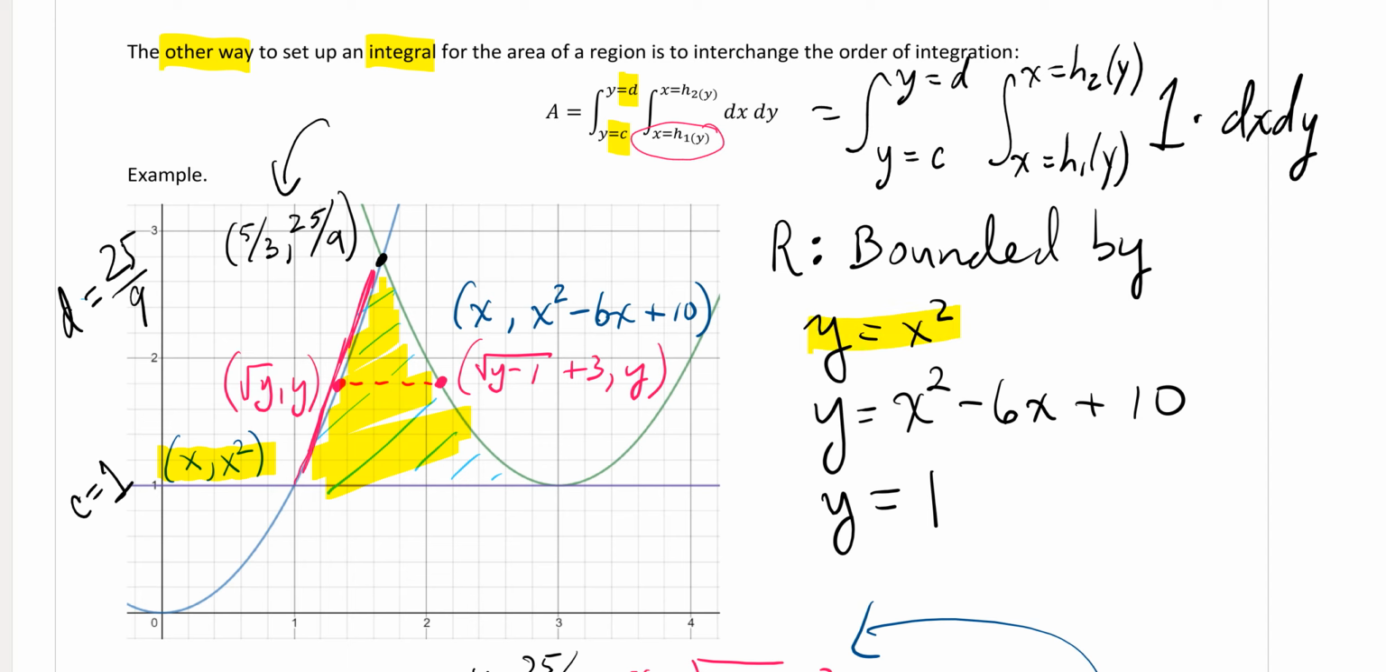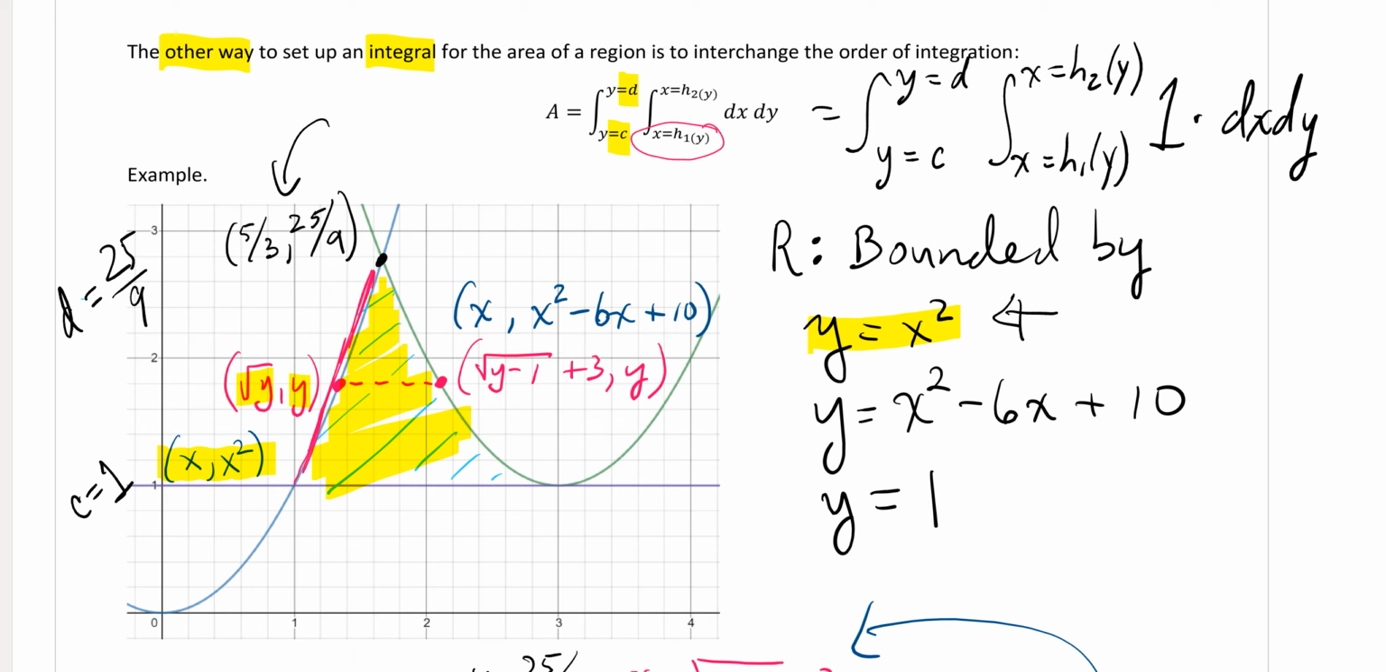Y is x squared. We need to solve this equation for x, take the square root of both sides, to express that point, same point, as square root of y comma y.